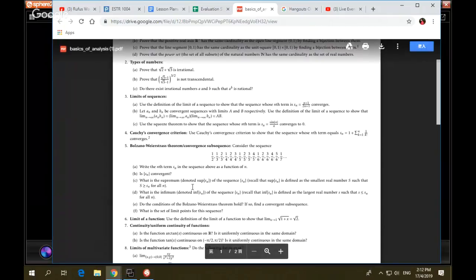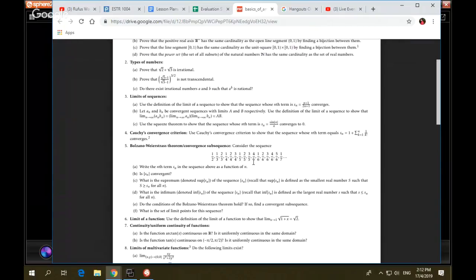The infimum is 0 because the numerator is always greater than 0, and therefore 0 is the largest lower bound. So you have something like that.